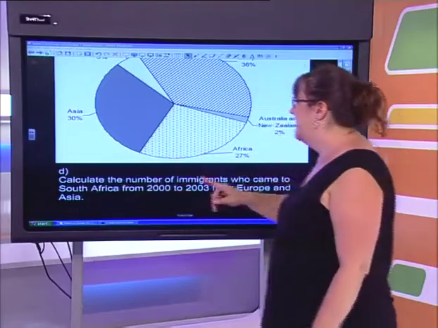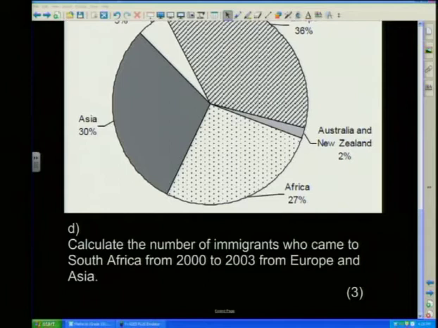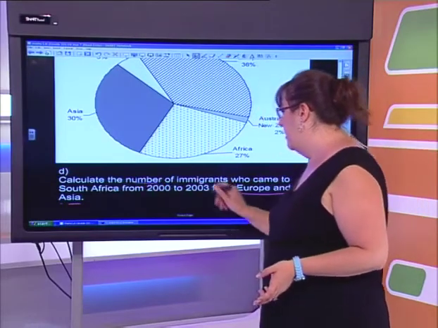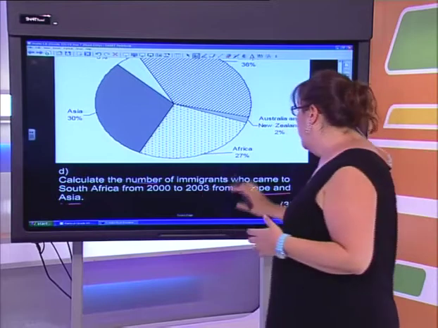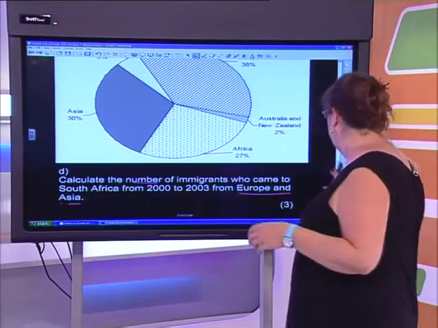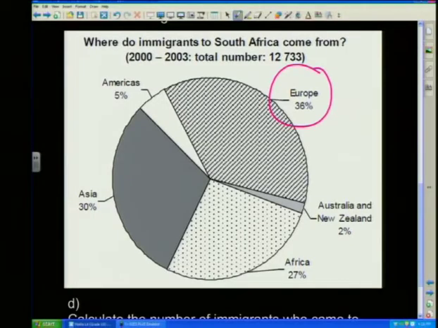Fantastic. Okay, let's go back to the question. So now, I think this is the last part of our question. It says, calculate the number of immigrants who come to South Africa from 2000 to 2003 from Europe and Asia. So they want to know the number of immigrants who come to South Africa from two different continents. So we want to calculate first what percentage, we're going to use our percentage table now. What percentage come from Europe and Asia? So we've got 36% coming from Europe and 30% coming from Asia.